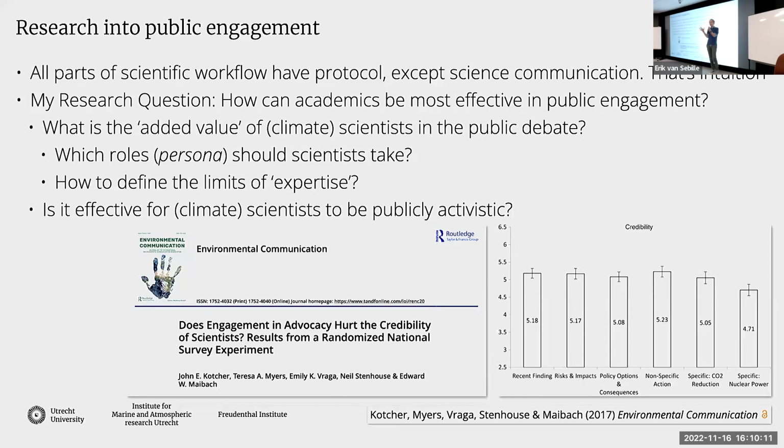So what they did was they created a persona, a fake climate scientist, who would write stories and make statements. And then they had a national survey, and had people read those statements and then reflect on the credibility of that scientist. The credibility was on a scale from 1 to 7. And the thing is that if the scientist talked about recent findings, then the credibility was 5.